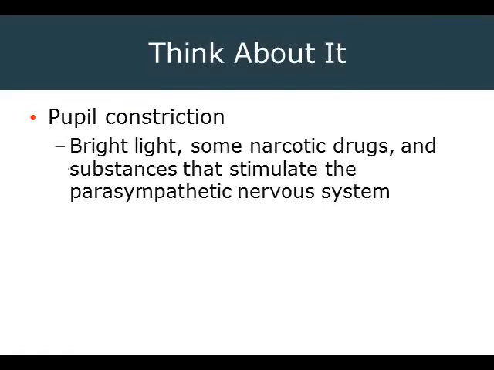Constriction is very common, of course, in bright light. The most common place that we see constriction in most of our patients is narcotic or opioid drug overdose. So the morphines, Talwins, Dilaudids, fentanyls, heroins, and the drugs that actually will respond to Narcan. And then the substances that stimulate the parasympathetic nervous system will also cause pupil constriction, because constriction is a function of the parasympathetic, where dilation is a function of the sympathetic nervous system.